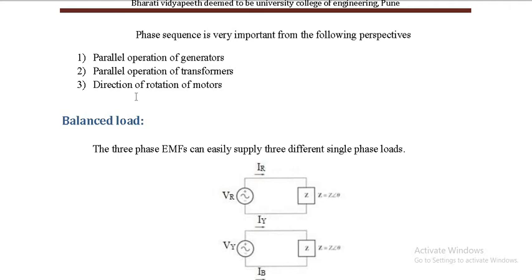And the last one is direction of rotation of motors. So if one motor is running in one direction and the other's phase sequence is wrong, in that case it will be running in the opposite direction. So this phase sequence has a direct impact on the direction of rotation of motors.